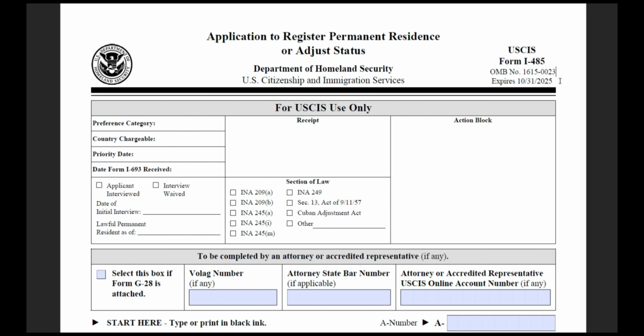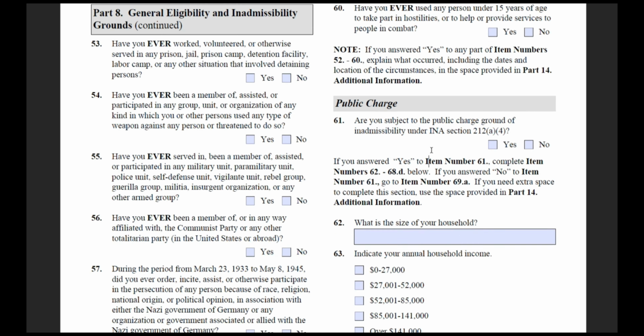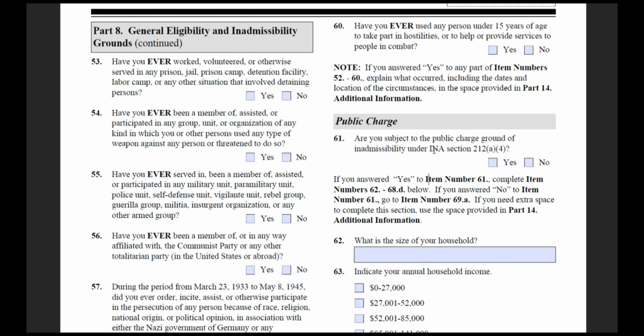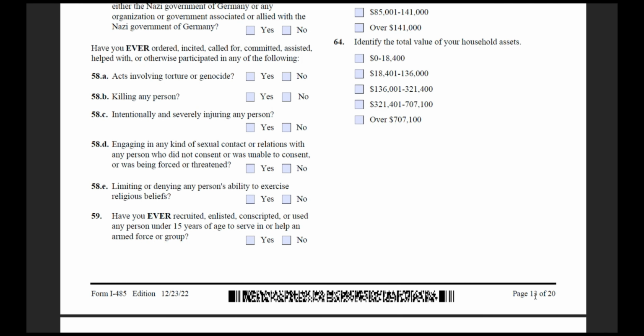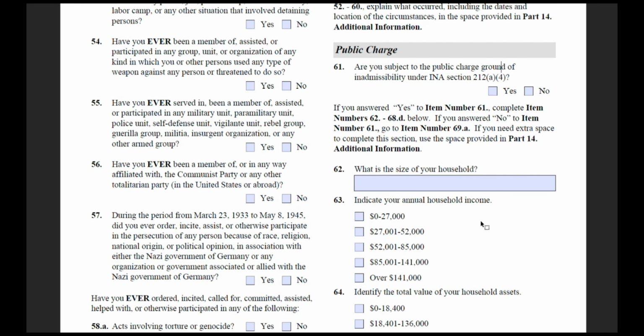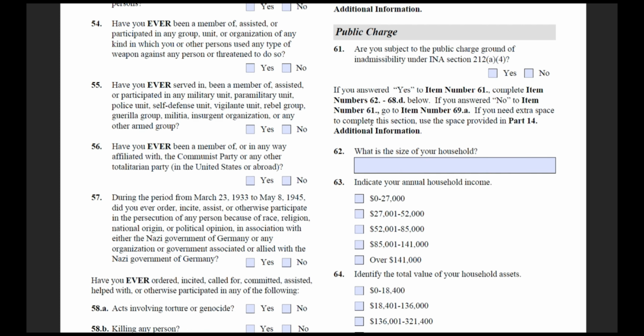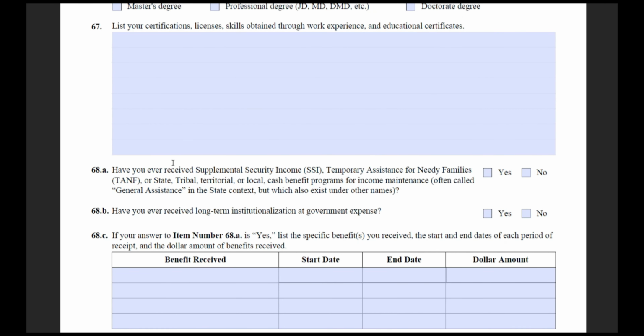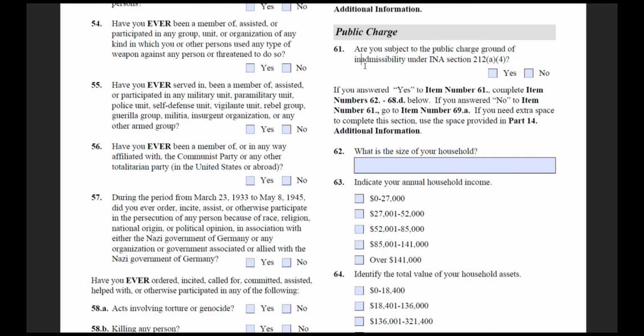The form itself has not changed much with the exception of the public charge questions. The questions that I will guide you through today are located in part 8 of the form on page 13, and they are questions 61 through 68. Question 61 asks, are you subject to the public charge ground of inadmissibility?